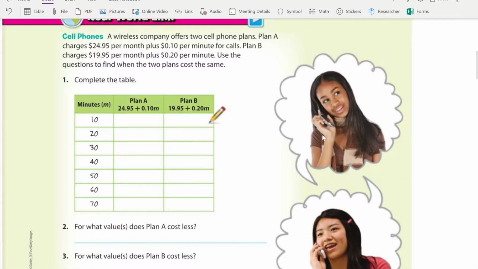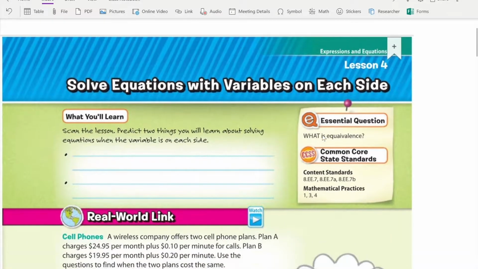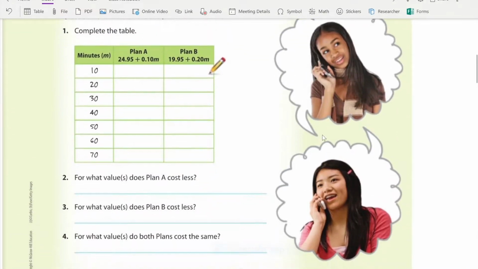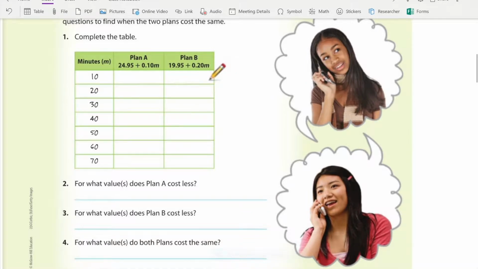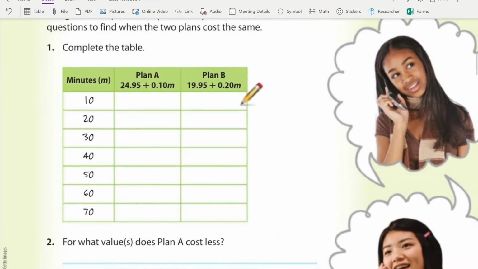Okay, you are going to be solving problems with variables on both sides, and I would like you to open up your books to page 145 and complete the table. The equations are already given to you. You need to substitute the minutes in.